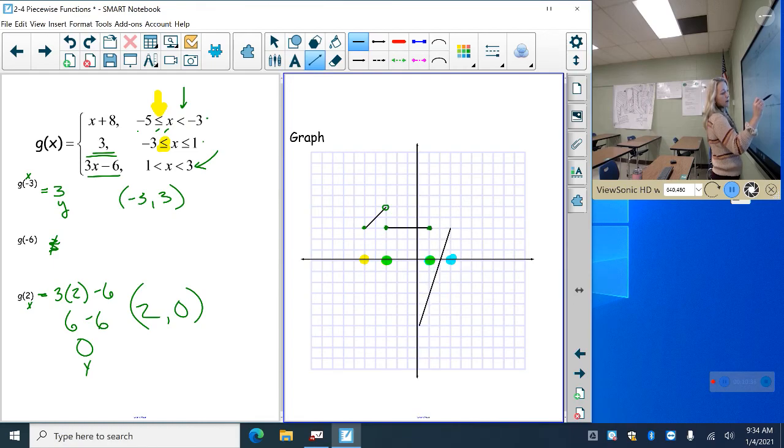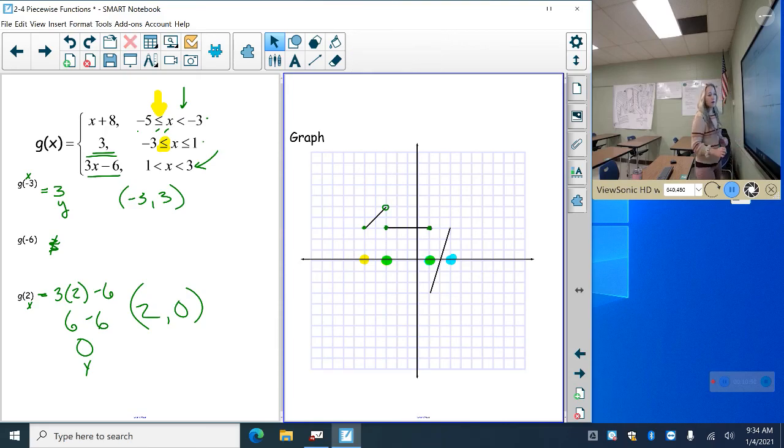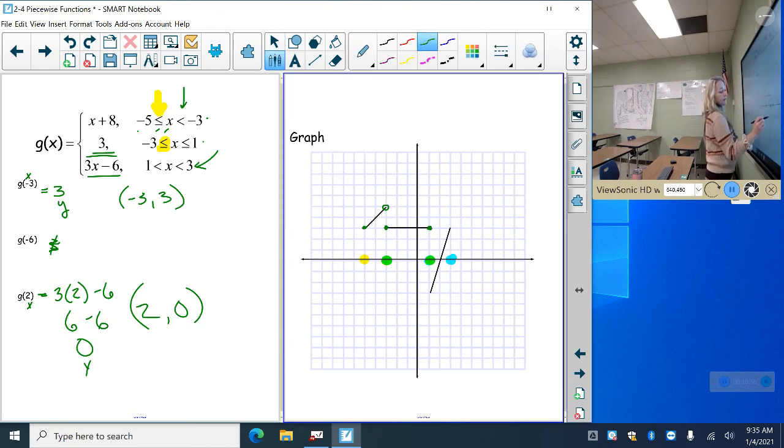So that's going to be my line right there, except the only problem is you can't have it go past your domain, which is this blue part right here. So I'm going to shrink it down to here. Then I have to look at my dots. They're both less than, which means I have 2 open dots here. And that's how you graph.